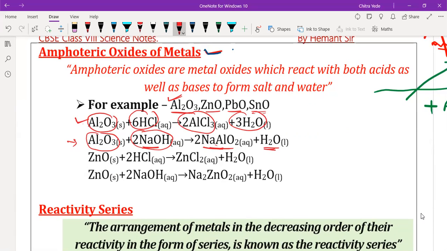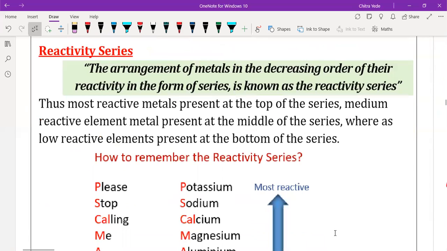Understood, beta? Yes, sir. Okay, so now we are going to start the reactivity series. Very important. Reactivity series is nothing but the arrangement of metals in increasing or decreasing order. Sir, can we write this highlighted definition? The arrangement of metals in decreasing order of their reactivity, in the form of a series, is known as reactivity series.